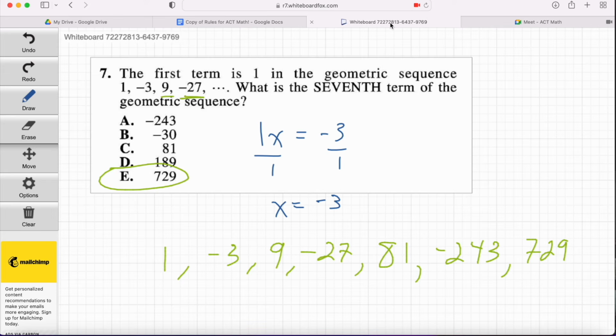Good. But you see the key there, once again, is understanding what things mean. In the question, geometric sequence, you just got to know what that means. It's just saying we're multiplying by something. Exactly. And again, if it were an arithmetic sequence, then we're adding or subtracting by the same number. In this case, we're multiplying. So it's only one answer.